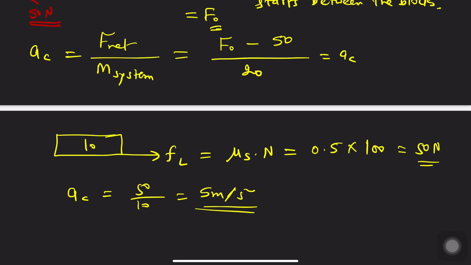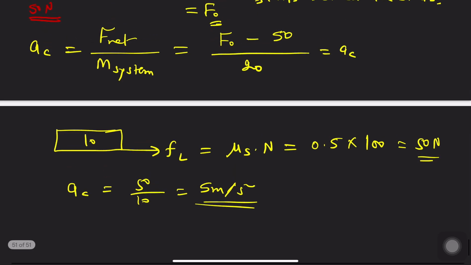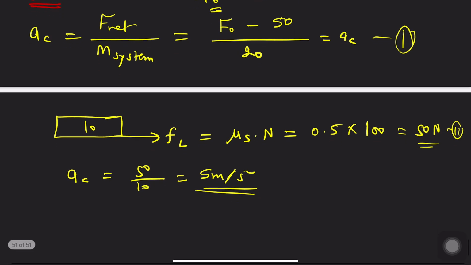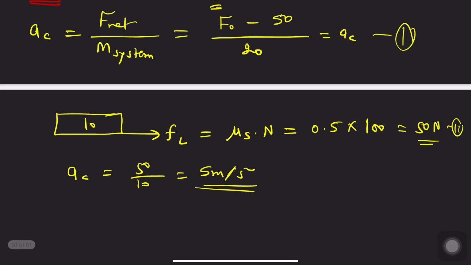If these two blocks are moving together, the maximum common acceleration that they can have is nothing more than 5 meter per second square. So for the above equation, let's call this equation number 1, and this equation number 2. For equation number 1, the a common should be 5 meter per second square.